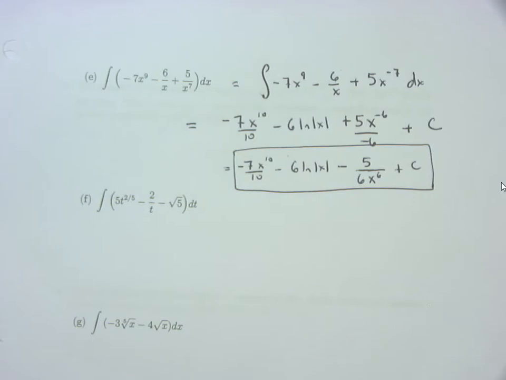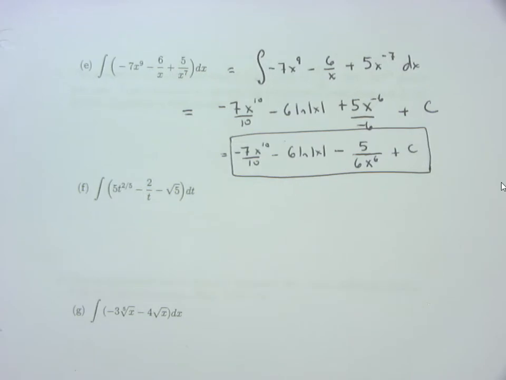Does that make sense? Look at the next one. I got the integral of 5 times t to the 2/5 minus 2 over t minus the square root of 5 dt. Okay? Well, this one's kind of nice, but the only thing they did was they switched all the variables. Now we got t's instead of x's.